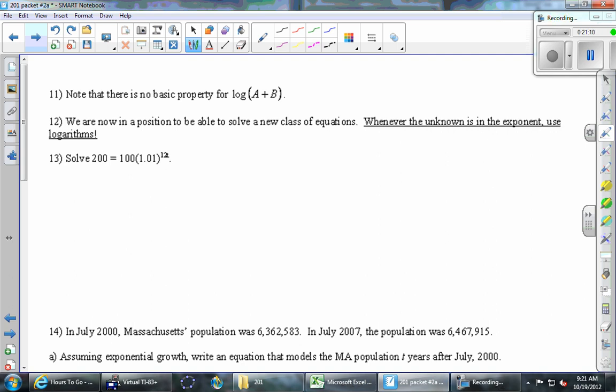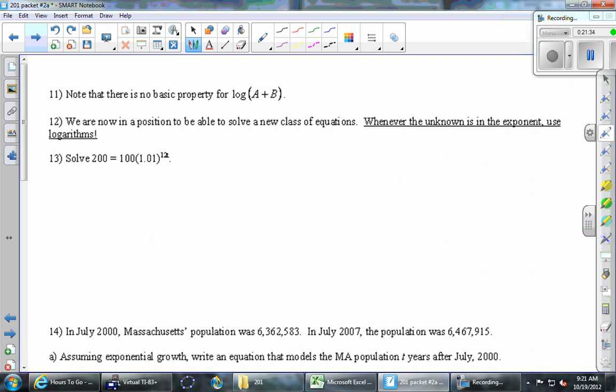By the way, this looks an awful lot like some financial word problem setup, right? What's the principal? Start with $100, interest rate 1%, maybe monthly because there's a 12 up there. And we want to know how long does it take to grow to 200. It's a doubling time. So this actually comes from something reasonable that you might be interested in solving.